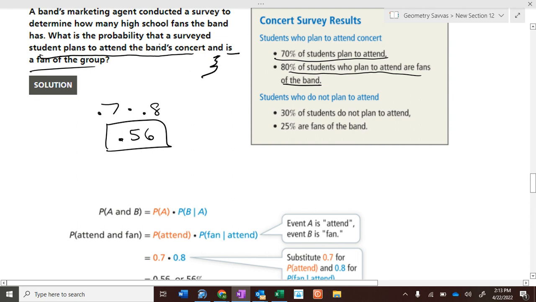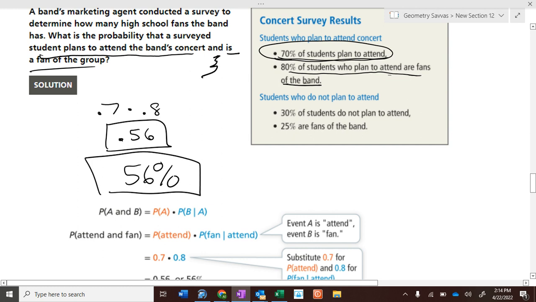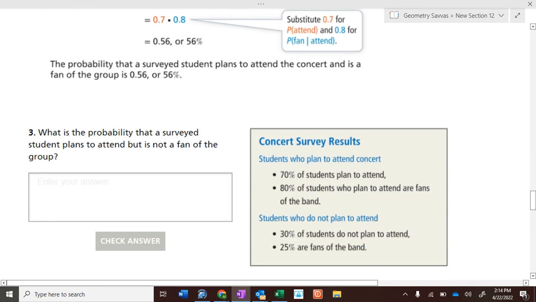What's the probability that a surveyed student plans to attend a band concert and is a fan of the group? So 70% of the students plan to attend. So let's say there's 100 students in the high school. 70 of them plan to attend. 80% of the students who plan to attend are fans of the band. So out of the whole high school population, 56% of the high school students are both planning to attend and are fans of the band. Yeah. Like I said, not the easiest to understand.